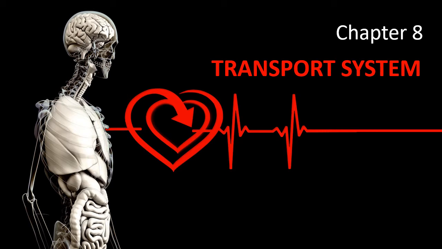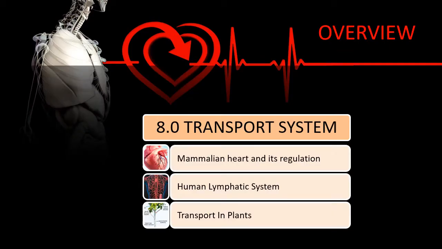Today we're going to learn about chapter 8, which is transport system. In this chapter, we're going to learn about transport system in animals, emphasizing on human, and transport in plants. There are three subtopics in this chapter, which are 8.1 mammalian heart and its regulation, 8.2 human lymphatic system, and 8.3 transport in plants. In this video, we are going to start with transport system in human.